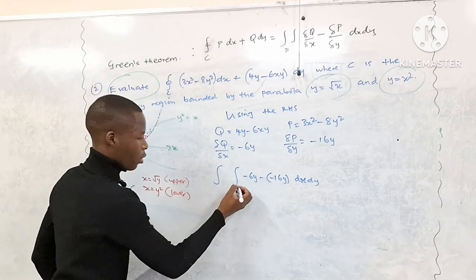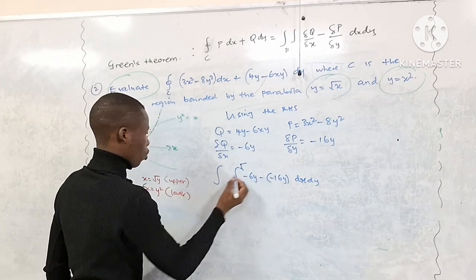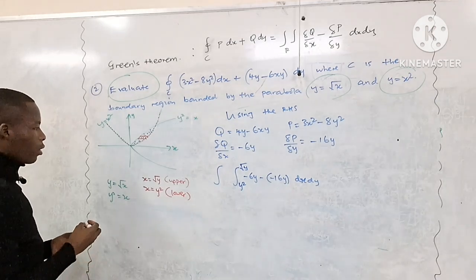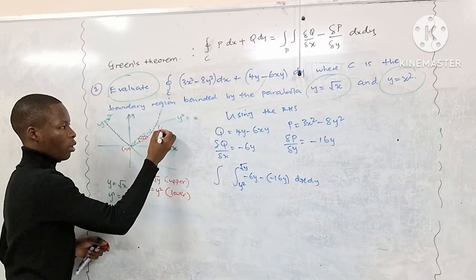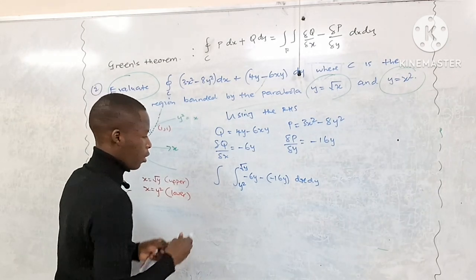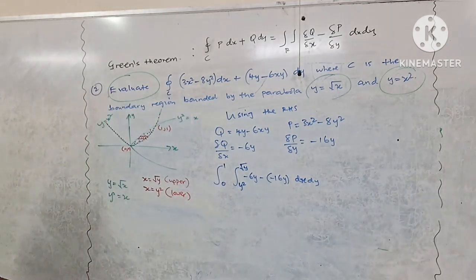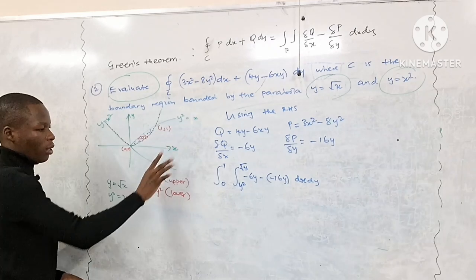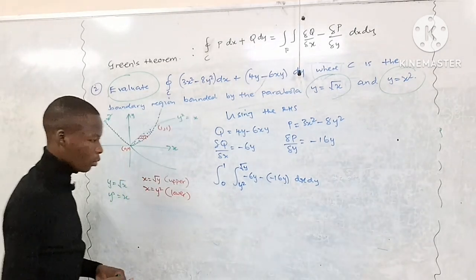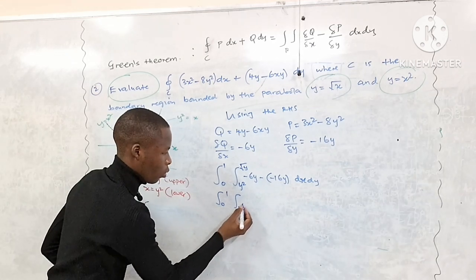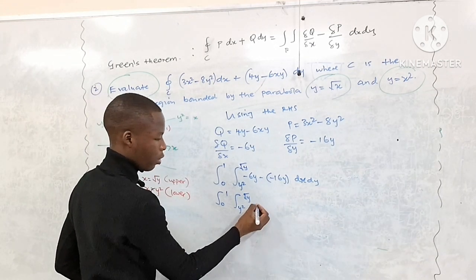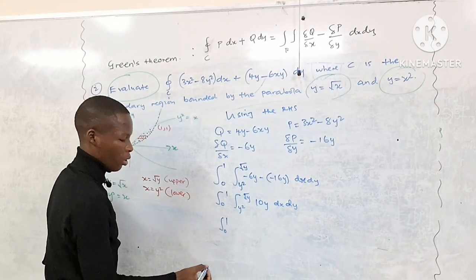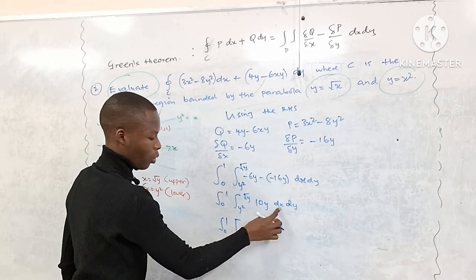Let's substitute y squared and root y. What about y? The lower limit of y is 0. The upper limit is 1. If you check, the two graphs are intersecting at the points 1 and 0, 0. The upper limit of y is 1 and the lower limit of y is 0. This is the integral from 0 up to 1, with x from y squared to root y. This becomes positive 10y with respect to x. We are supposed to integrate this with respect to x.